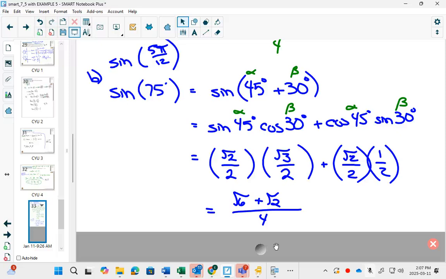Tangent's a little bit different. Tangent will get a bunch of root 3s. Always tangent wants to be different, hey?